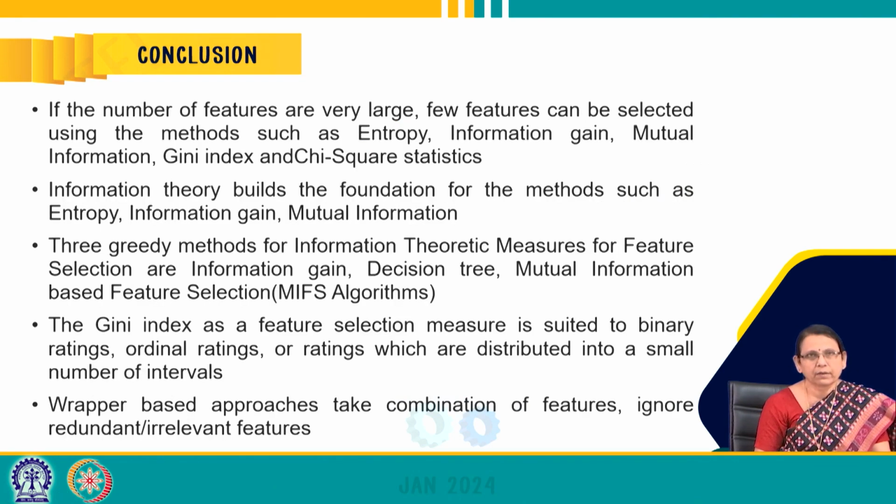These are my concluding remarks. If the number of features is very large, few features can be selected using methods such as entropy, information gain, mutual information etc. Information theory builds the foundation for methods such as entropy, information gain and mutual information. 3 greedy methods for information theoretic measures for feature selection are information gain, decision tree and mutual information based selection. Gini index, which will be discussed next class, is another such approach.